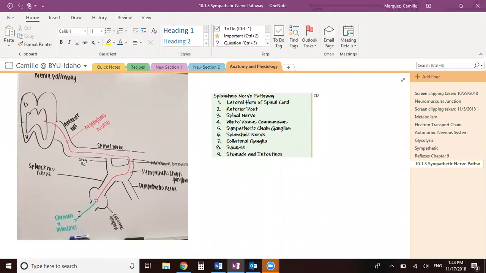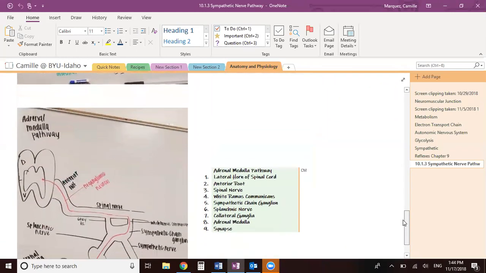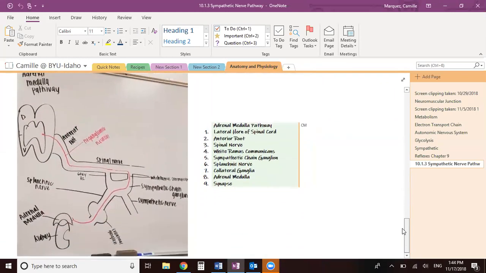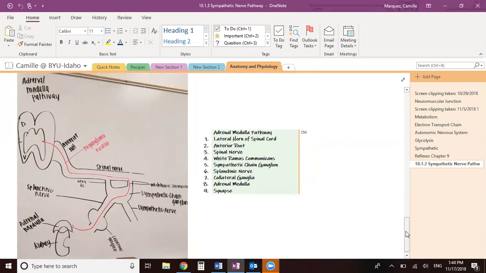Each of these pathways is named after the nerves they use, if that's helpful, for the first three. The fourth one is named after the part of the body where you synapse. It's called the adrenal medulla pathway. Or at least that's what I call it, and that's what I was told it was called. Maybe it's called something else, but it will work for the test.